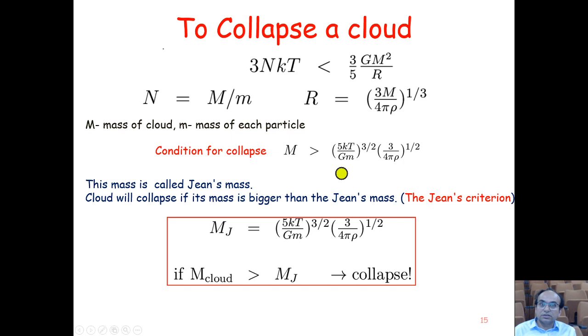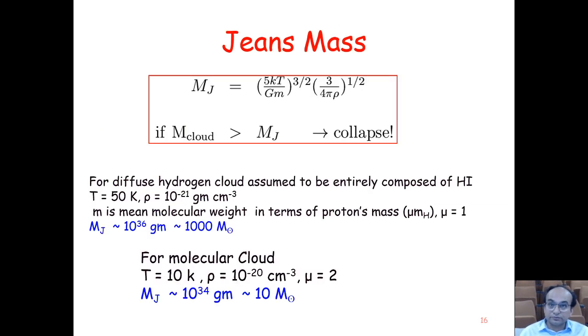Here M can be converted into the mean particle weight, the mean molecular weight, that is M is equal to μ times m_p, where m_p is the mass of the hydrogen. So this is called the Jeans criterion for the collapsing of the cloud. So Mj, the Jeans mass, has to be this. If the mass of the cloud is more than this, then the collapse occurs. Otherwise, no collapse will occur.